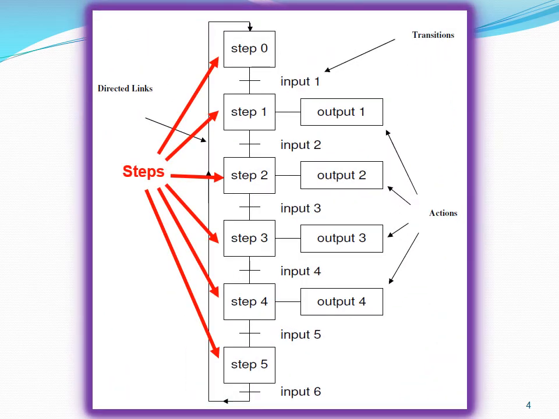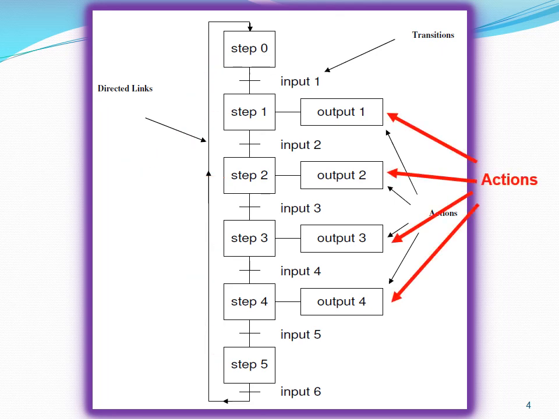Steps are the stages that are followed by the sequencing system. In this example, the system has 6 steps that are named step 0, step 1, step 2, through to step 5. The system will start in step 0, then moves to step 1. After that, it goes to step 2, 3, 4, 5, and then back to step 0.